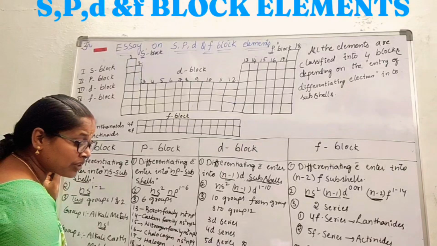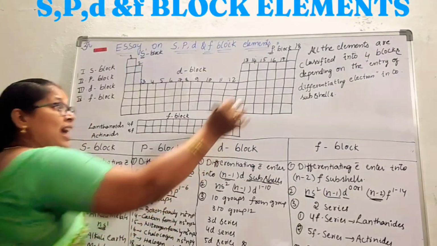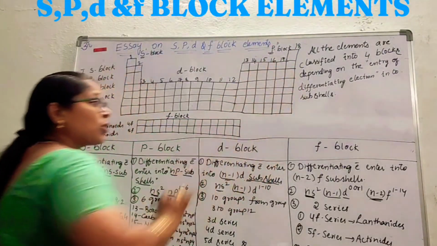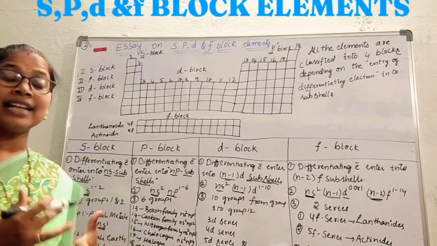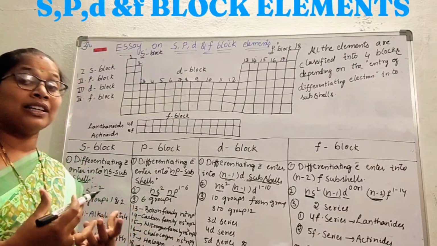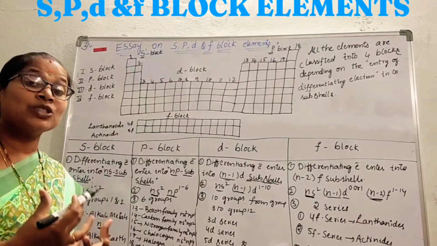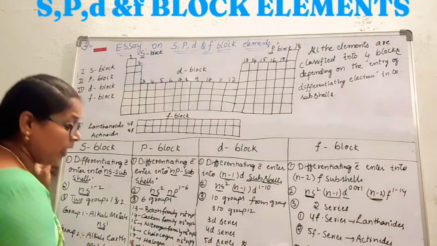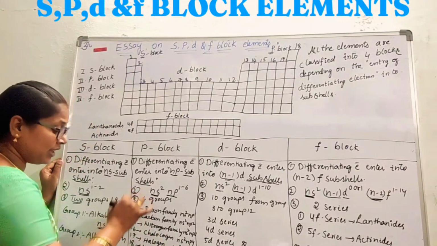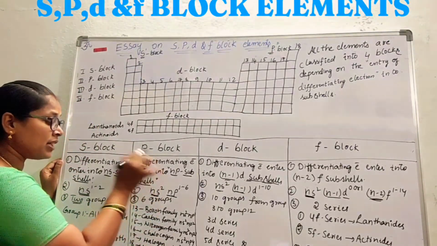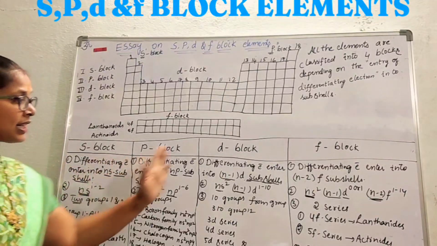General electronic configuration ns2 np5. And coming to the last one, the 18th group elements are called noble gases, inert gases, aerogens. They have completely filled electronic configuration, that is the ns2 np6 octet configuration. These 6 groups are considered p block elements. Next, coming to d block.